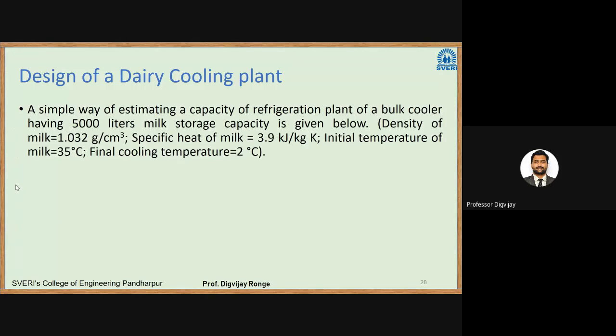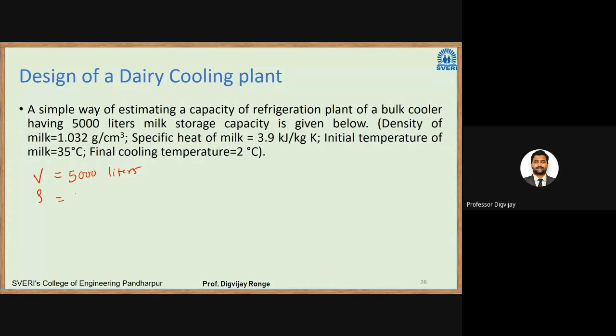Okay, I'll solve it, but I seriously expected some approach, not the final answers. It is a straightforward example. The volume is given as 5,000 liters. Then they have given the density, which is 1.032 gram per centimeter cube.